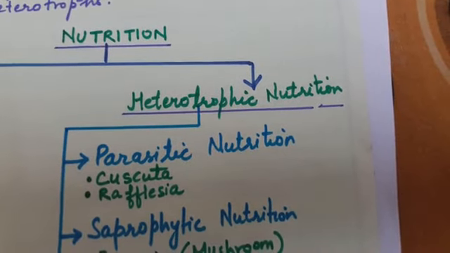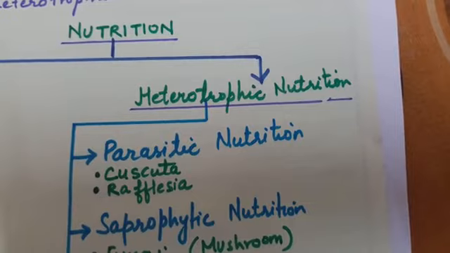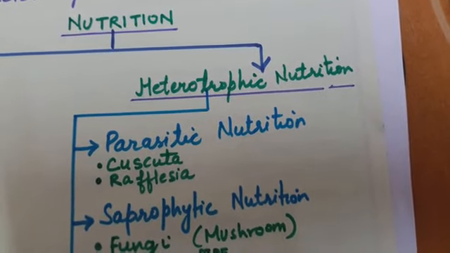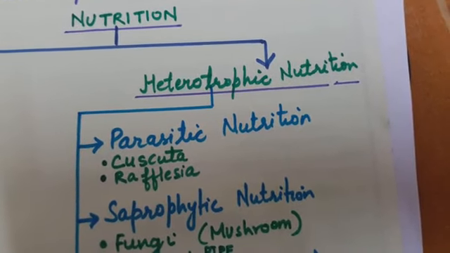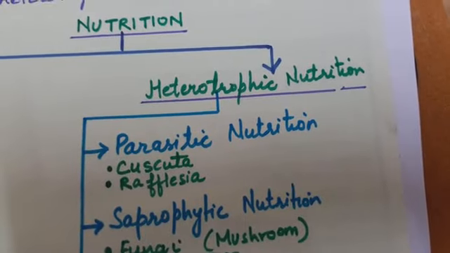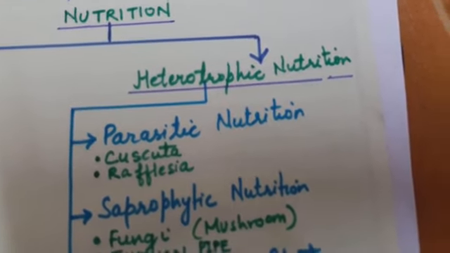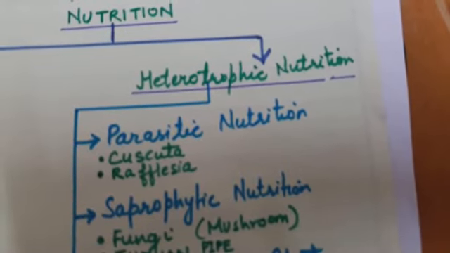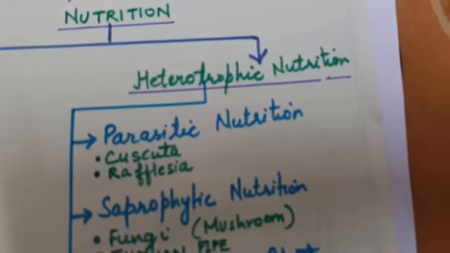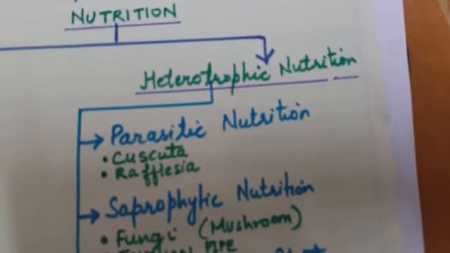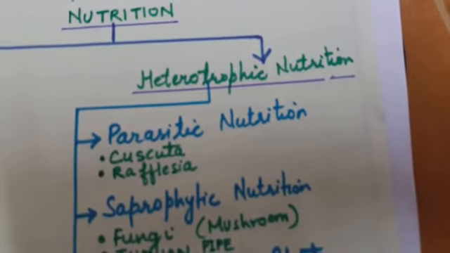First type of heterotrophic nutrition is parasitic nutrition. In parasitic nutrition, there is a close association between two partners basically. One is host and another one is the parasite. Parasite takes everything from the host but in return doesn't give anything to the host. Example is Cuscuta and Rafflesia.